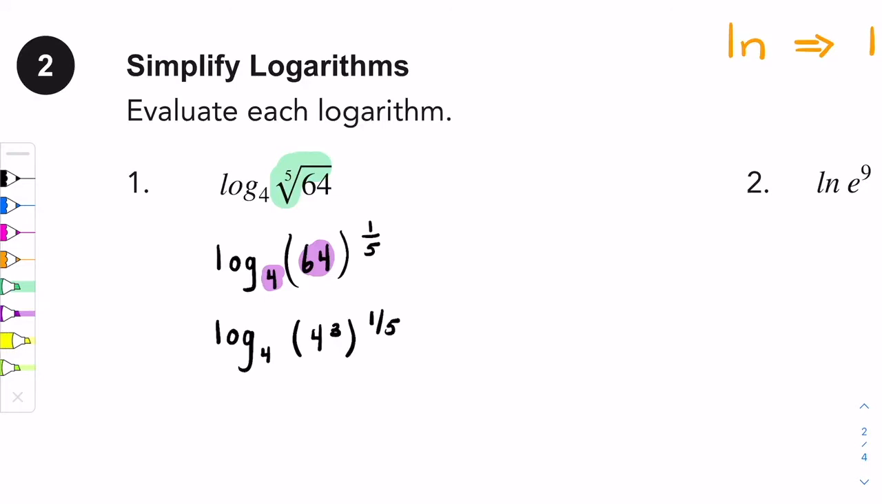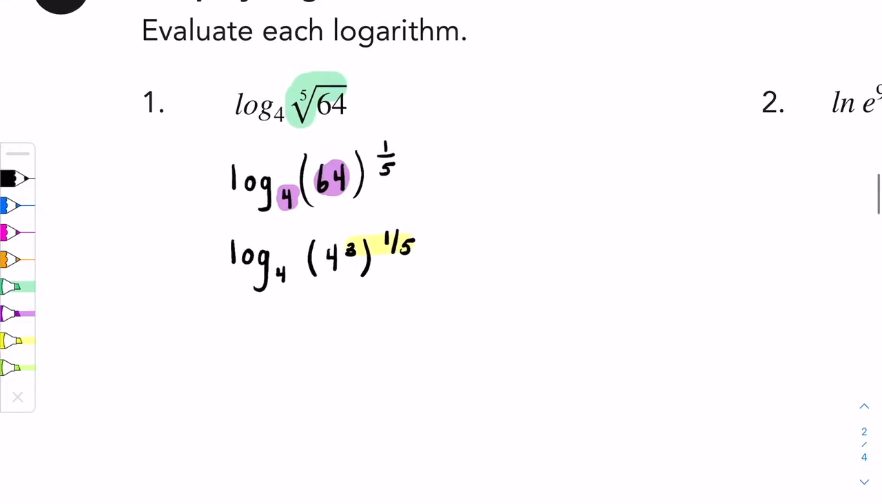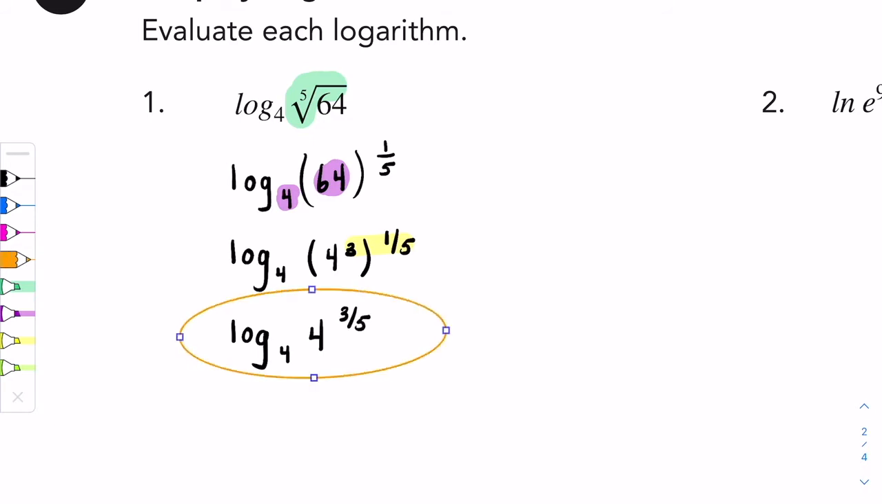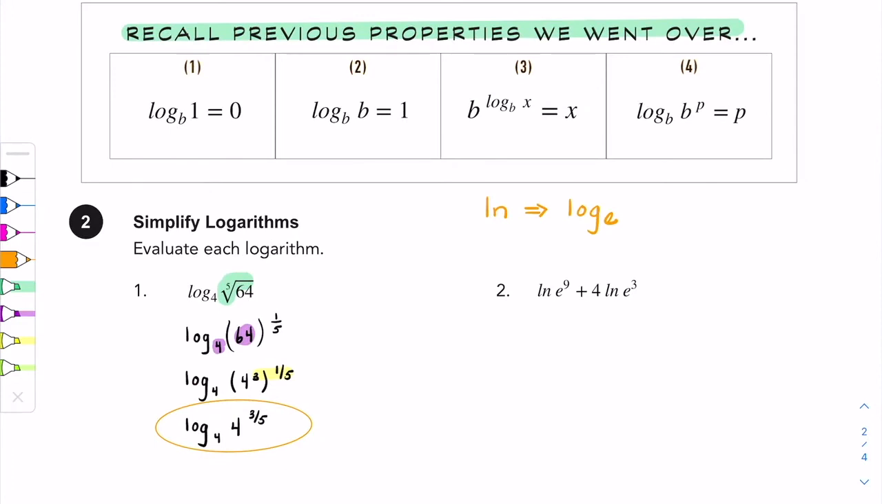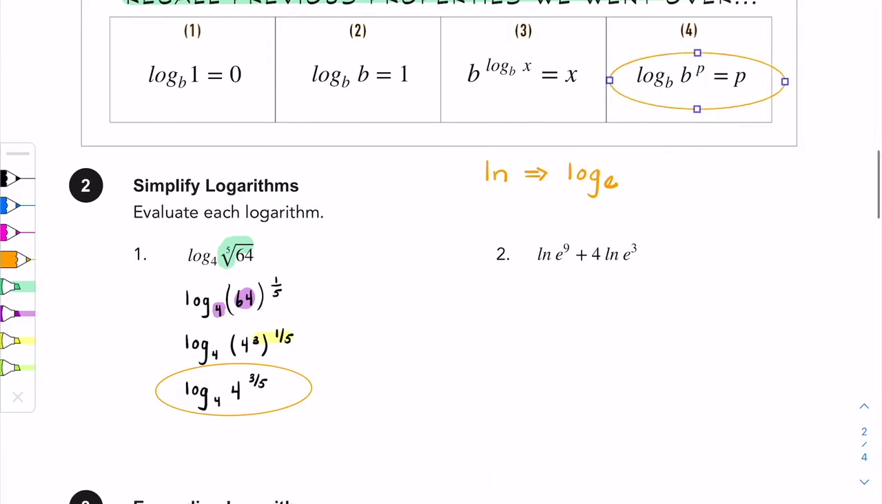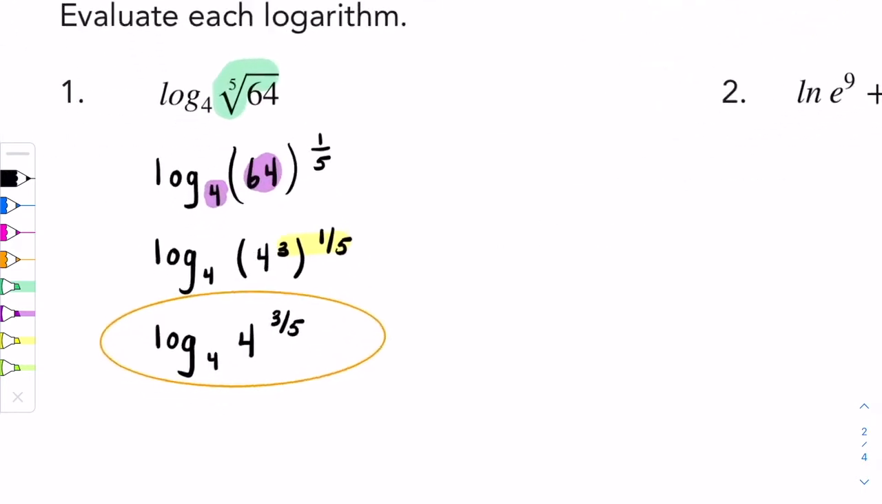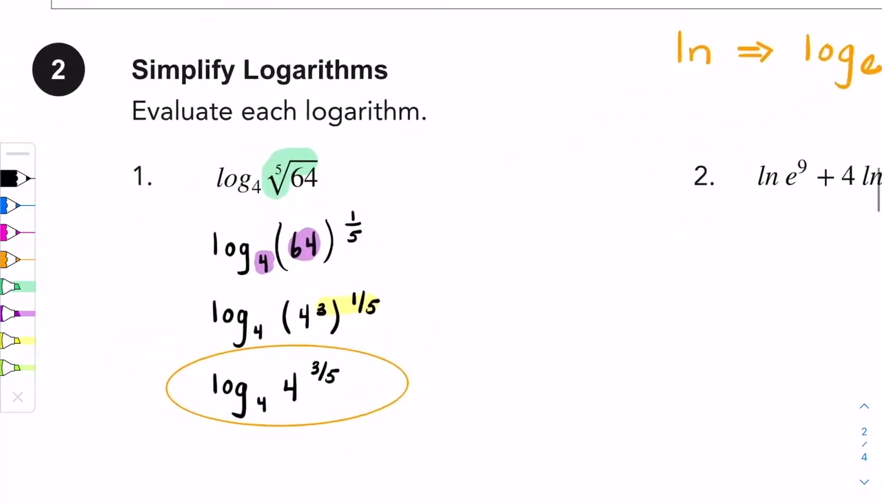When you have double exponents, you can multiply those exponents together. Log base 4 of 4 raised to the power of 3 over 5. And now this right here, we're allowed to use property number 4 that we went over, which tells us if we have a log with a base and an argument that are the same, your solution will be your exponent. So in this example, our solution is 3 over 5.